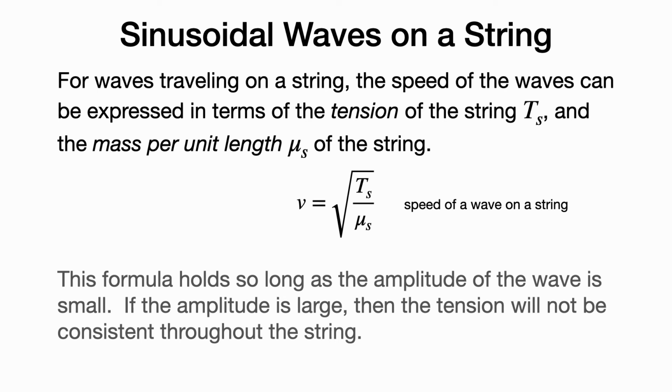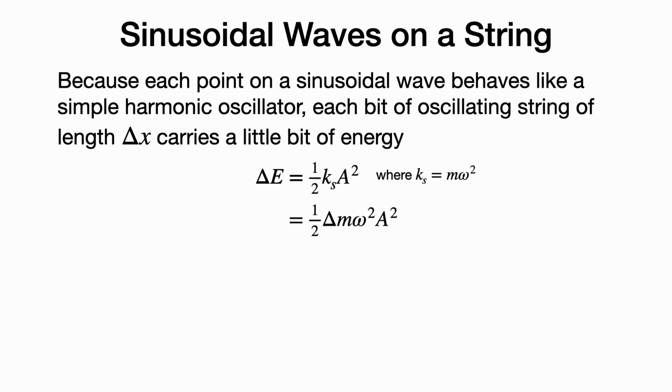The other thing to keep in mind is that this formula for the speed of the wave on a string holds so long as the amplitude of the wave is small. If the amplitude becomes too large, then the tension will not be constant throughout the string. Because each point on a sinusoidal wave behaves like a simple harmonic oscillator, each bit of oscillating string of length delta x carries with it a little bit of energy.